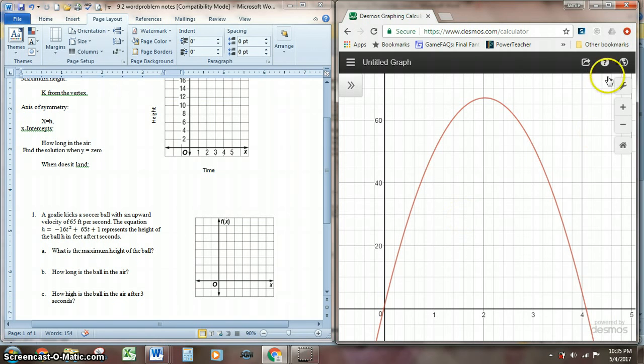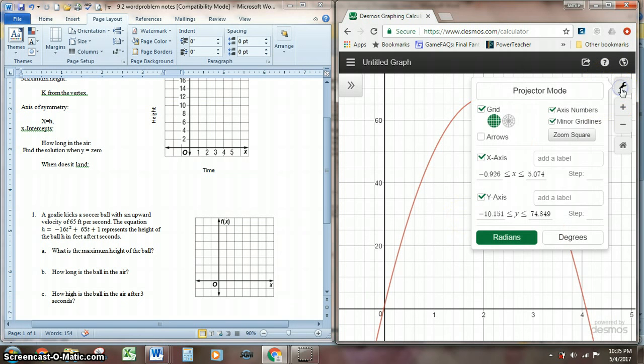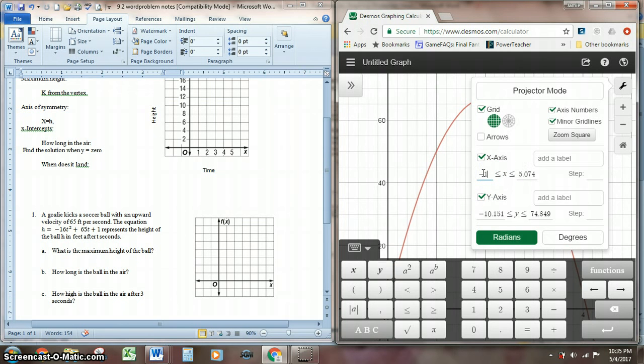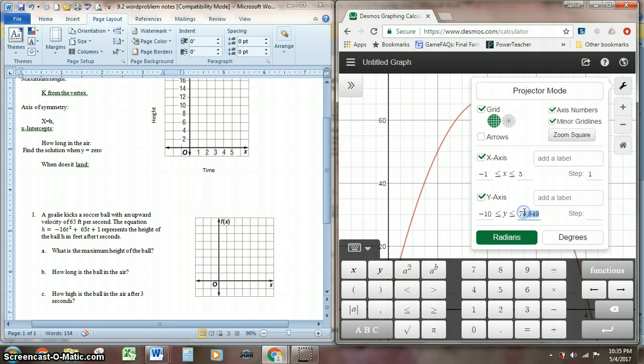What you'll need to do is go into Window. Now, on Desmos, Window works like this. I want to see the x-axis from about -1 to about 5. I've moved it around a little bit, so that's where all the decimals are coming from. So -1 to 5 on the x-axis, and on the calculators the step is x SCL for x scale, and we'll just set that to 1. And then for the y-axis, -10 to, let's say, 75.